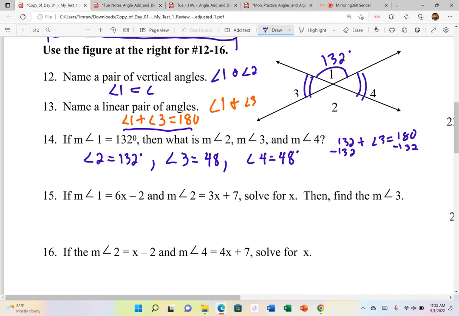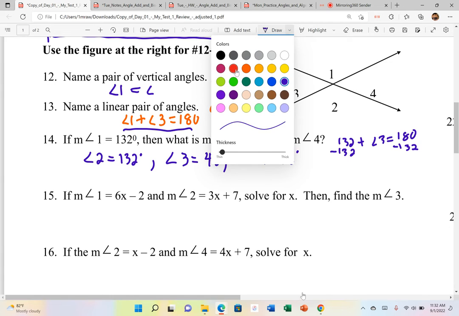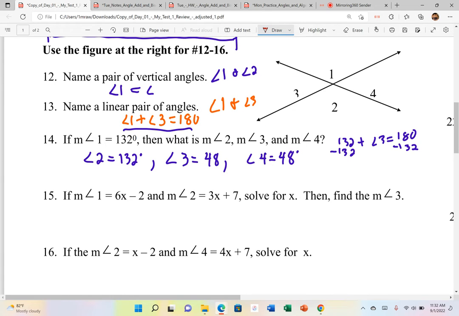All right. Now we're going to use the exact same stuff, except now we're talking about expressions. Here it says the measure of angle 1 equals 6x minus 2. So now, instead of doing numbers, it's just an expression. The measure of angle 2 is 3x plus 7. So what's the relationship with angle 1 and angle 2?